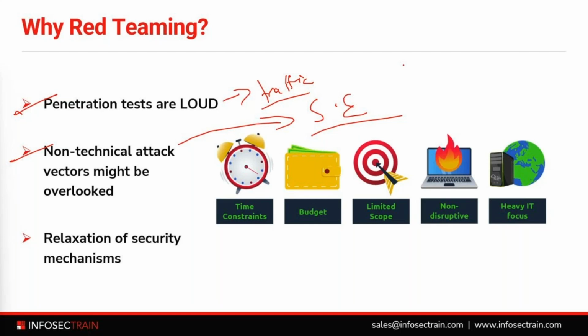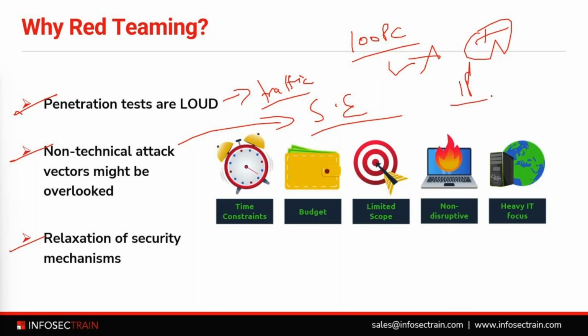This will show you the weak points, if the human is the weak point of your organization, right? And relaxation of security mechanisms. In penetration testing, if I'm asking you to do a pen test of my organization, there are 100 PCs, so you have to test these 100 PCs. This is your scope. Second, there will be my network, my router, and firewalls. I will allow your IP address inside my network so that you can connect and start doing the testing, right?